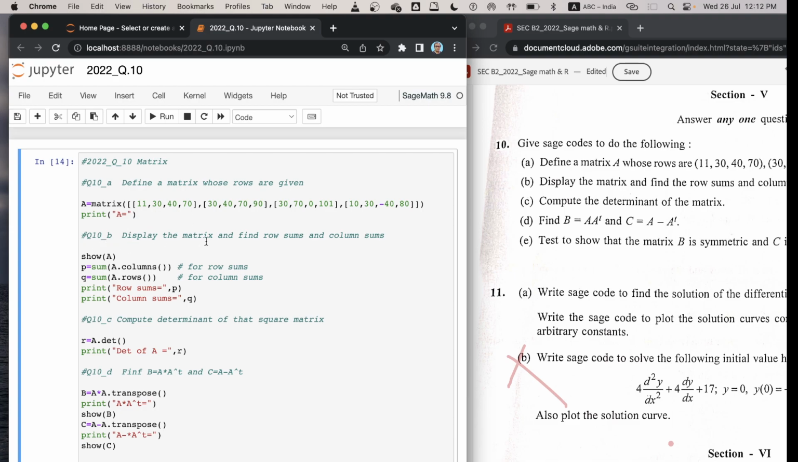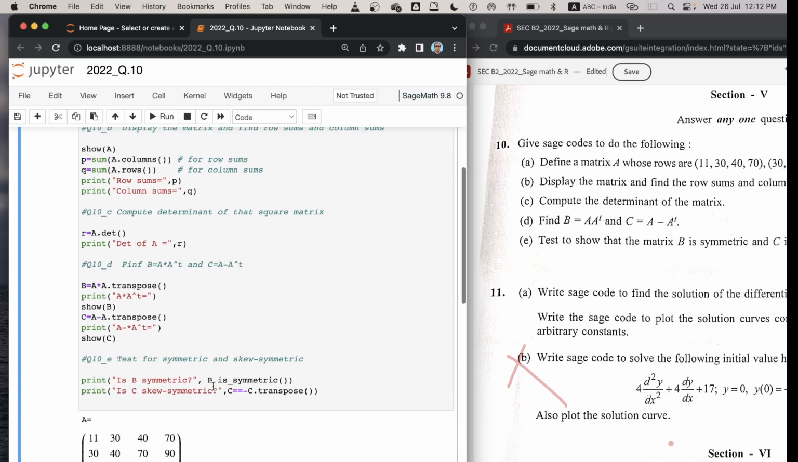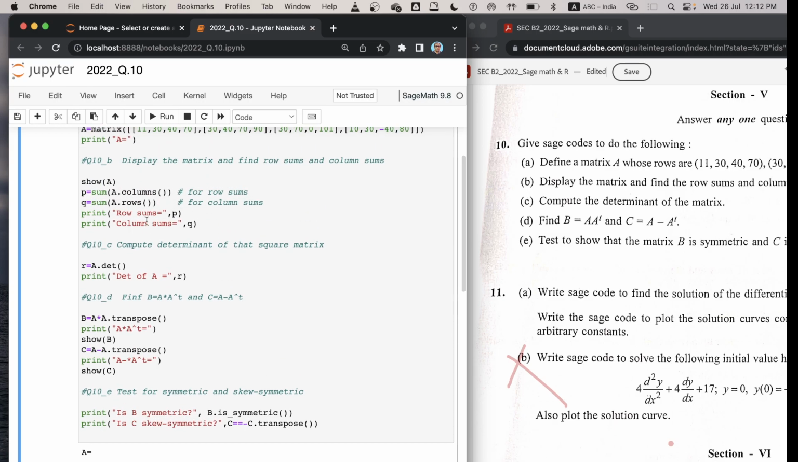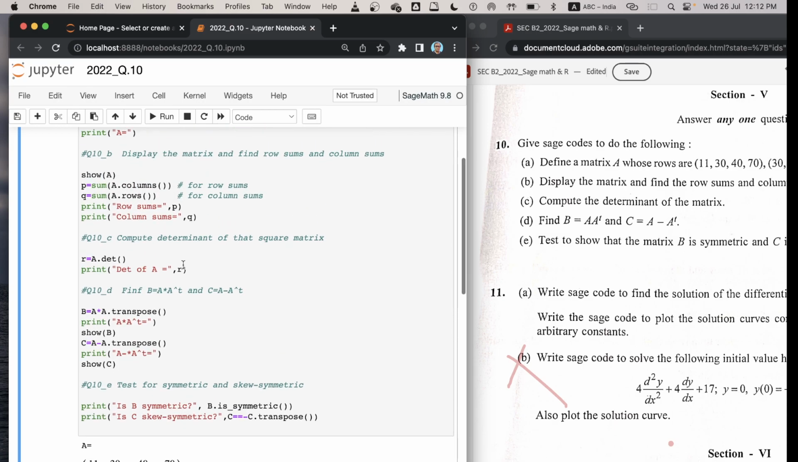And question B, display the matrix. So capital A is the predefined function, an inbuilt function in SageMath, to output the matrix. The output of the matrix is this. So this is the command to display the matrix.